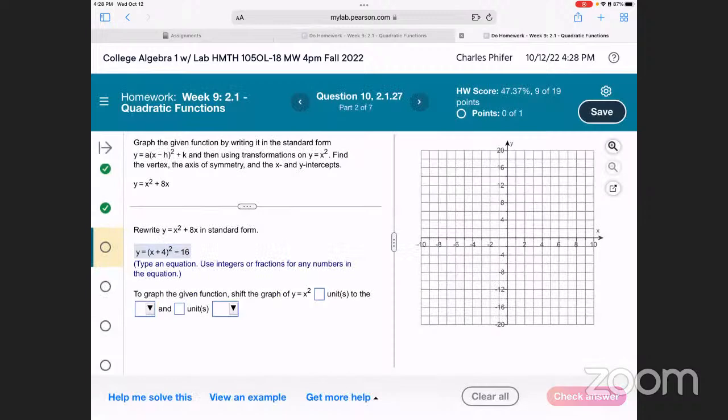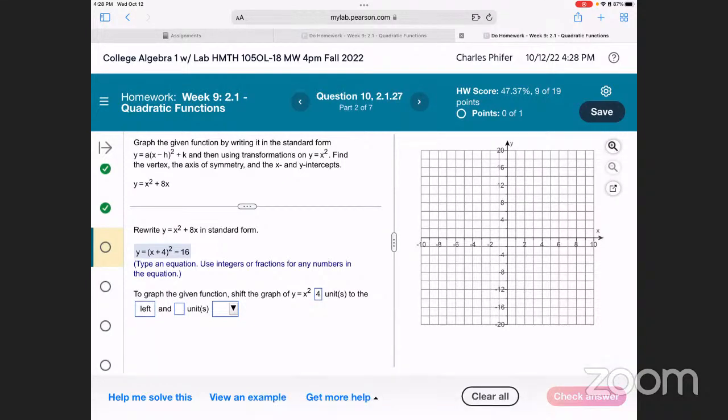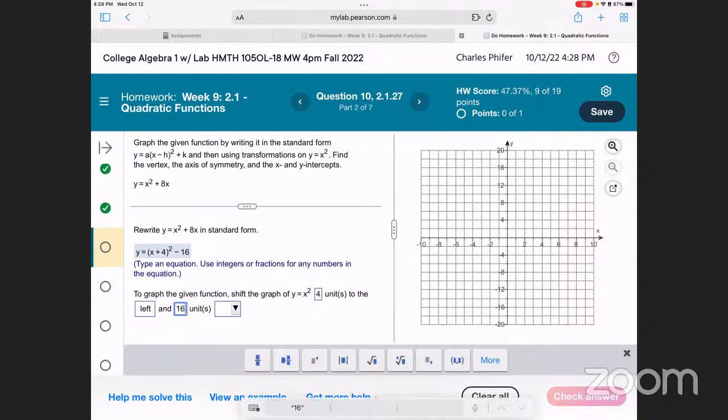So in this form, this is saying basically take a parabola, go left 4 and down 16. So we're going to go 4 units to the left and 16 units down.